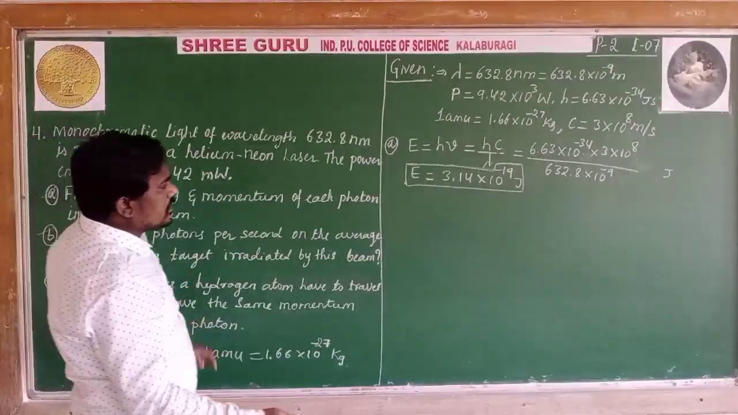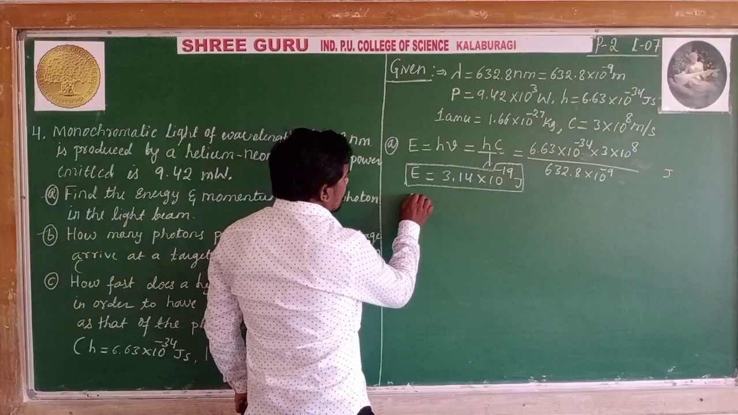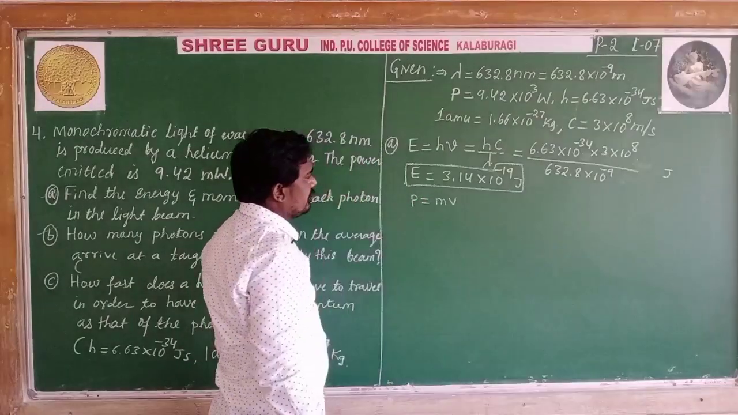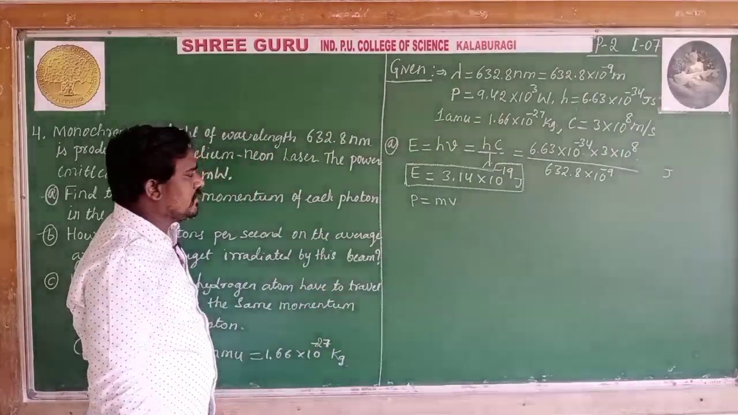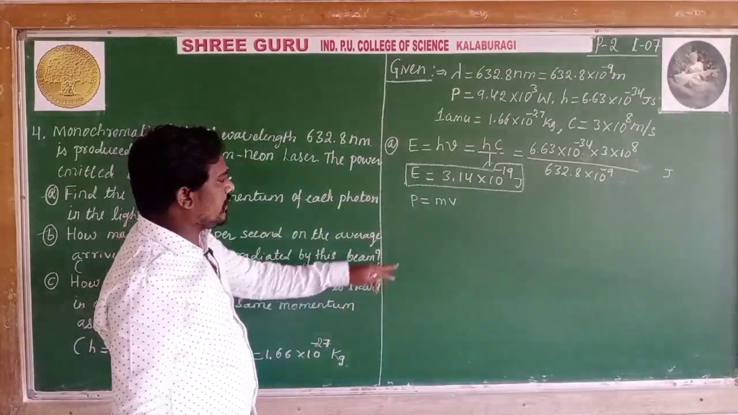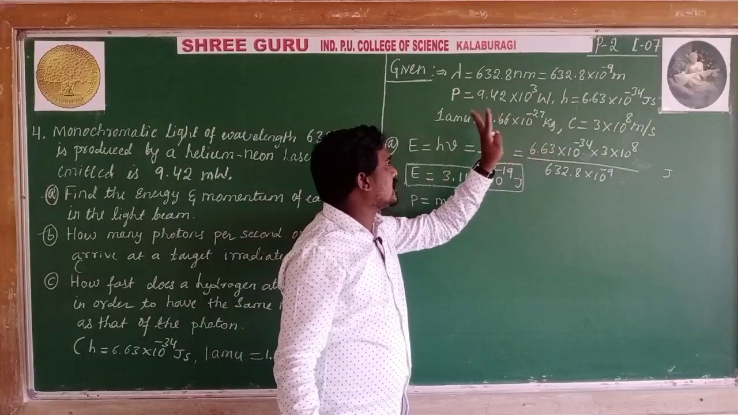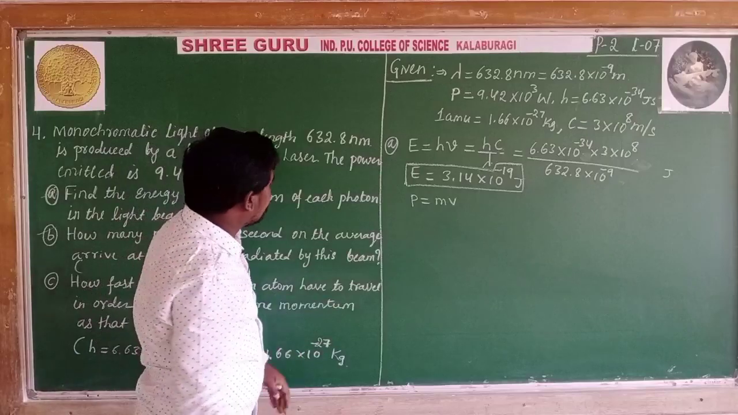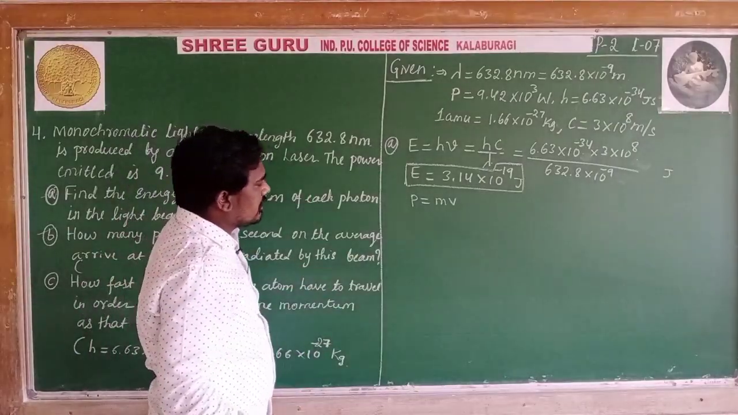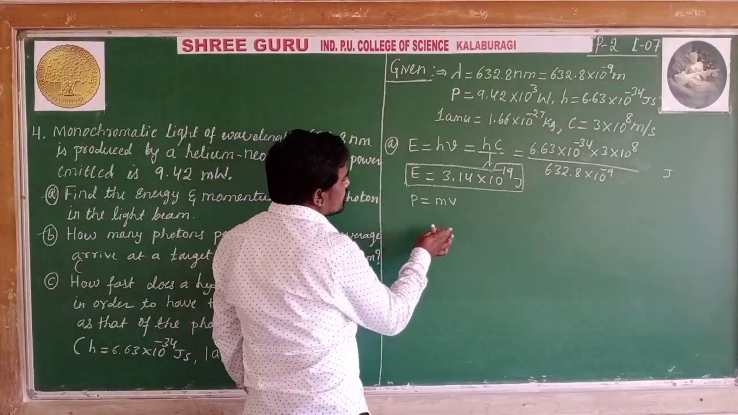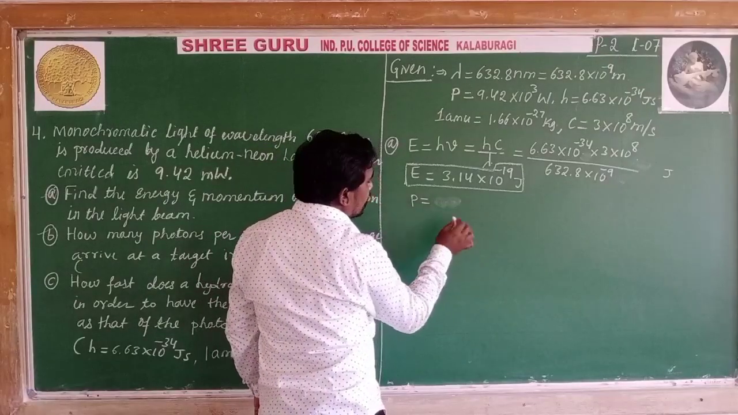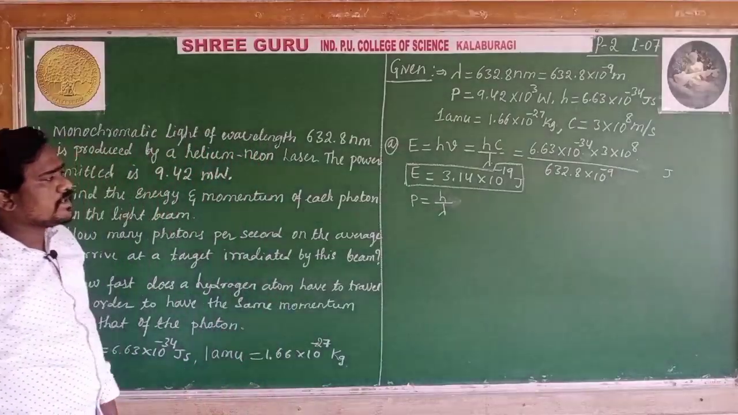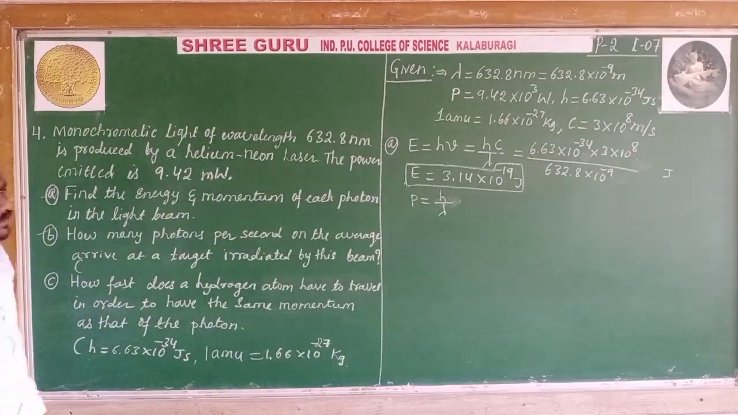In the same way we should find the momentum also. What is momentum? Momentum is equal to mass into velocity. We don't know the velocity, and although we know the mass of the hydrogen atom, it is not possible to use the hydrogen atom here, because it is a helium neon laser. Just convert: momentum is equal to h by lambda, the formula we know. How did we get this?